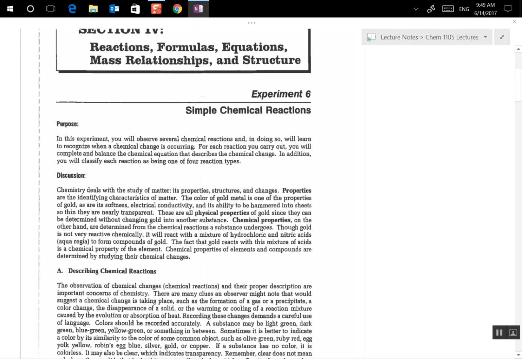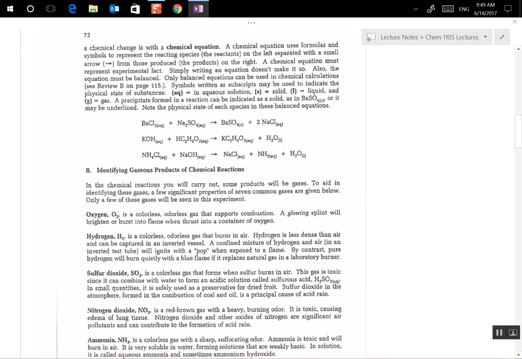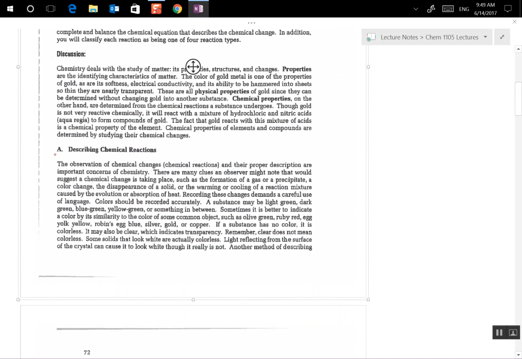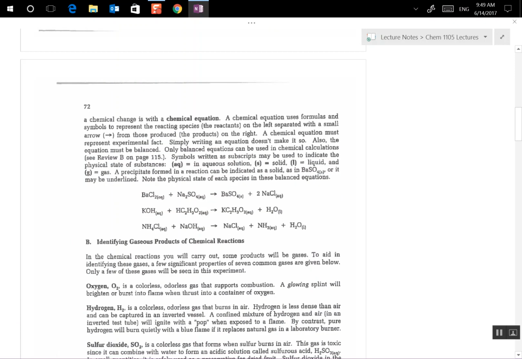All right. When we're talking about types of chemical reactions and trying to describe a chemical reaction, in part A here, you're going to have different ways that you can identify whether a reaction is taking place or not. If a gas is being produced, then that's a good indication that a reaction is occurring. How will you notice a gas?